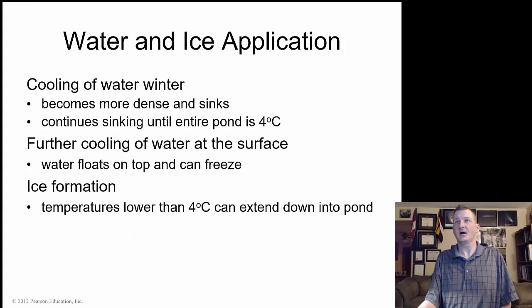So finally, cooling of water in the winter becomes more dense and sinks. It continues sinking until the entire pond is 4 degrees Celsius. If you have a lake or pond out in a rural area, the colder water will become more dense and sink until the entire pond has reached that temperature. Water floats on top and can freeze on top of the pond. And finally, ice formation lower than 4 degrees can extend down into the base of the pond. And that's it for chapter 6.